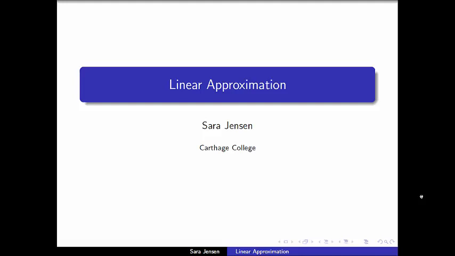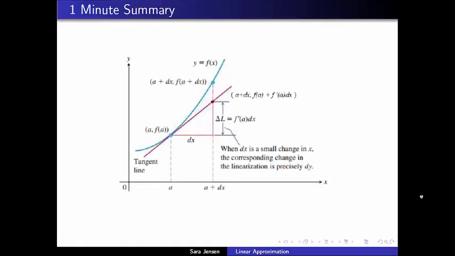In this brief collection of videos, we are going to review the concept of linear approximation and walk through a couple examples. So here's our 1-minute summary or review of what we're doing when we're doing linear approximation and why it's useful. Pictured here, we've got this blue graph, which is the graph of some sort of function, y, which we're denoting by f of x.